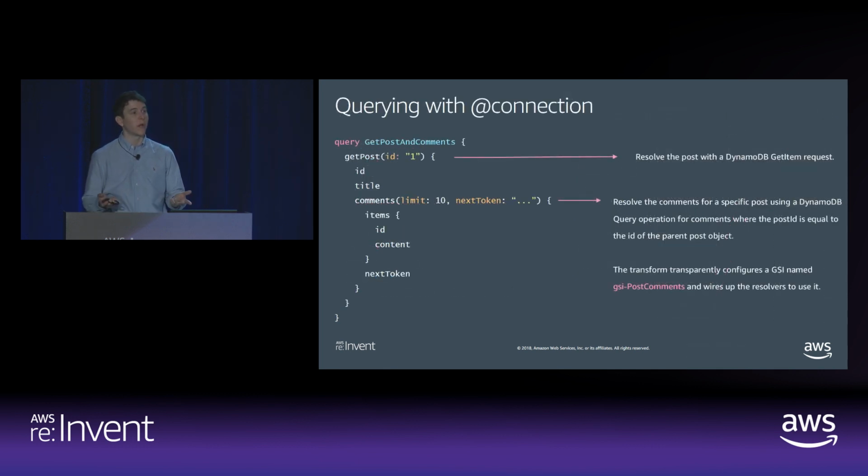Here's an example of how you'd query that. So here you can just do a get post, ID, title, comments. You've got your pagination parameters in there. You can get the first 10 things after some cursor. And you never had to write a single line of CloudFormation. You never had to open up the DynamoDB portal. And you never had to see VTL.